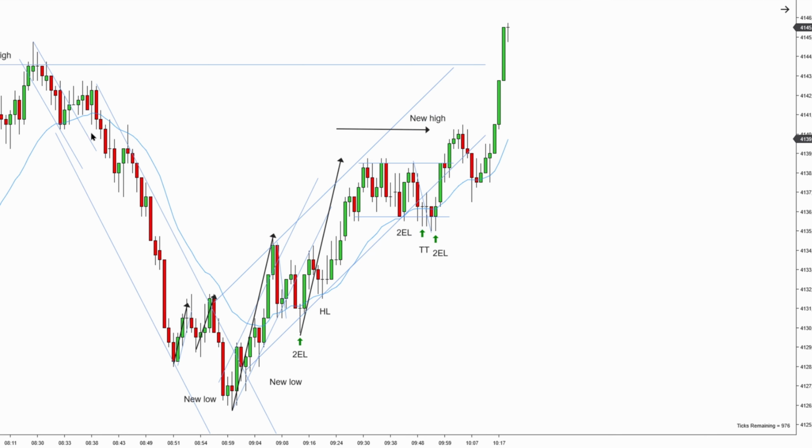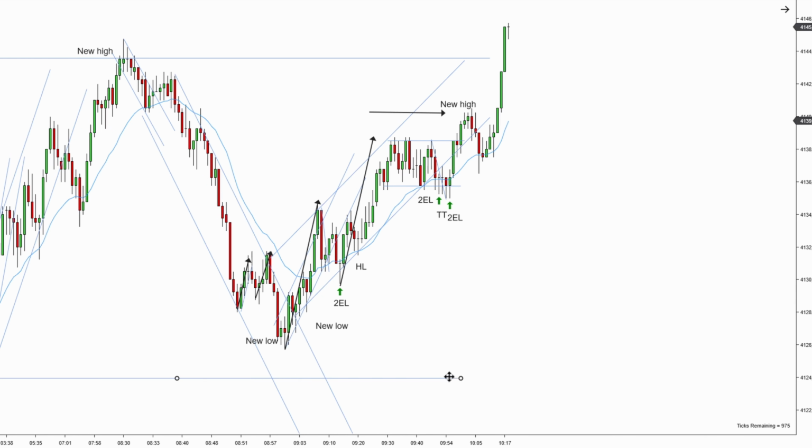But I was playing this one because this was such a tight trend range overall. And notice, I'm going to zoom back, what is right now happening.